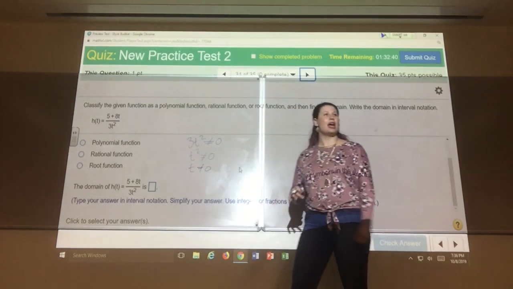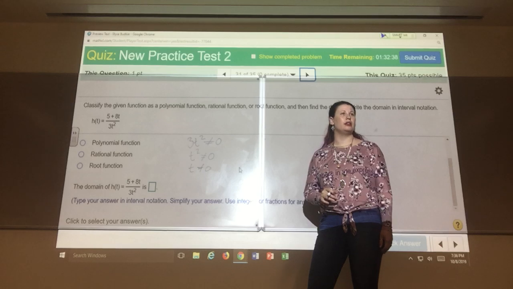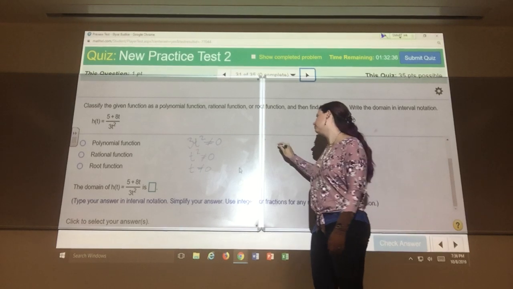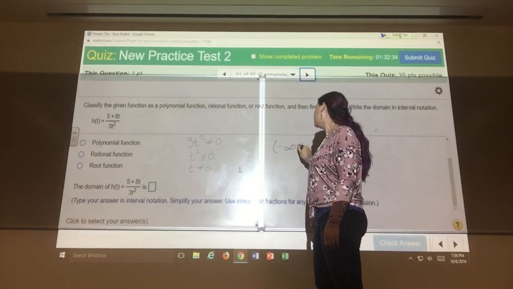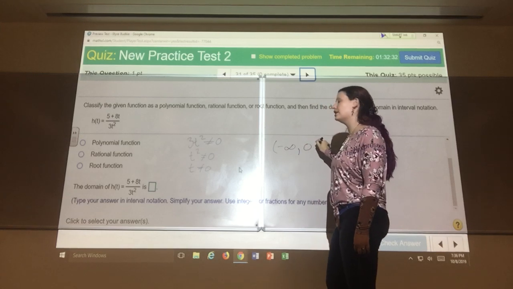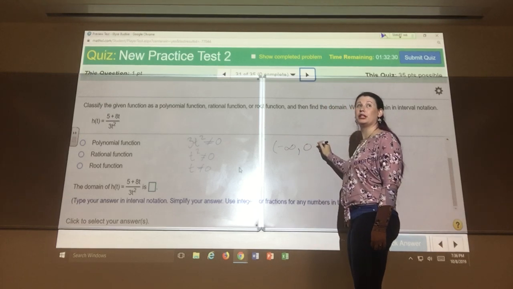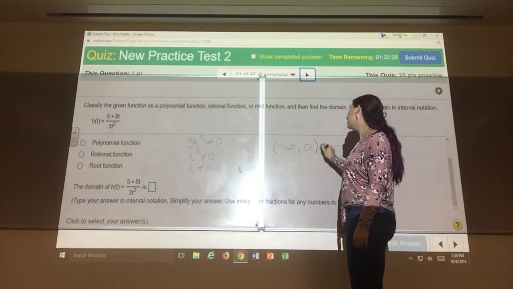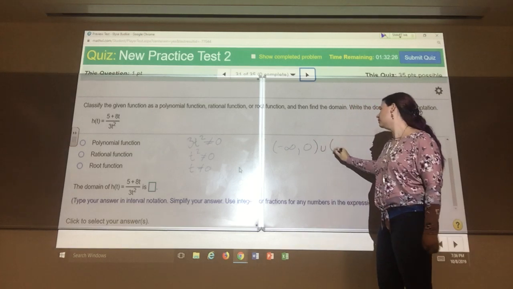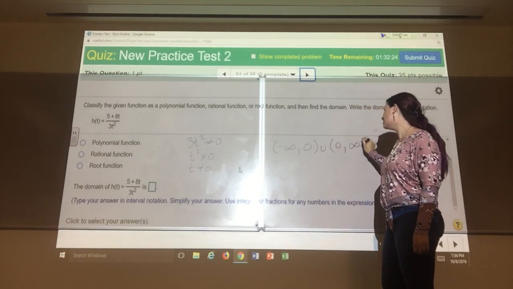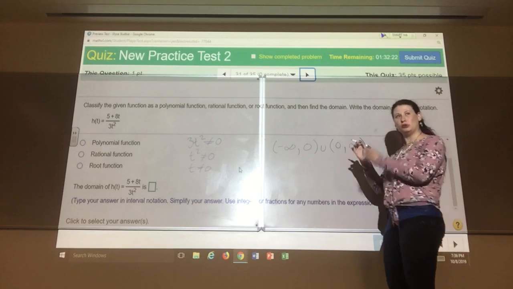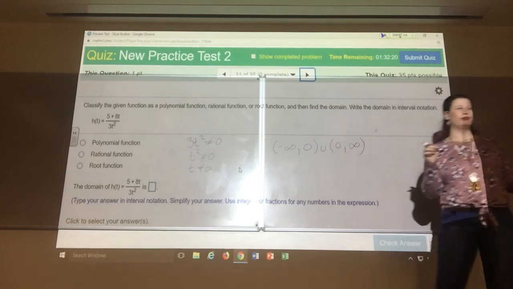How do we write that as domain in interval notation? Negative infinity to 0 with a parenthesis, and then union 0 to positive infinity. Yeah, we just pulled 0 out, right? Okay.